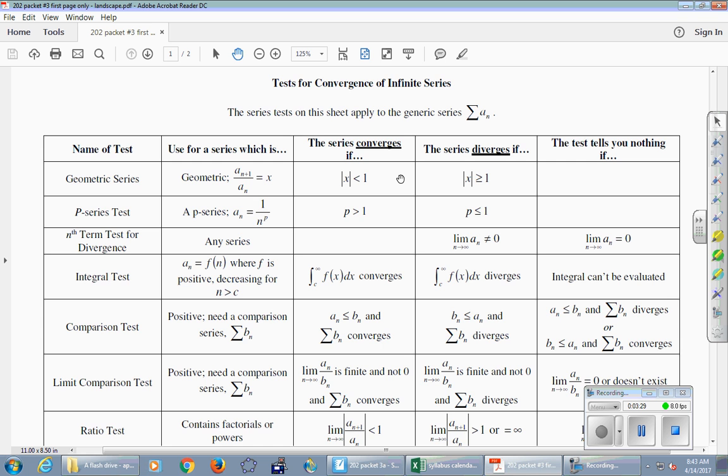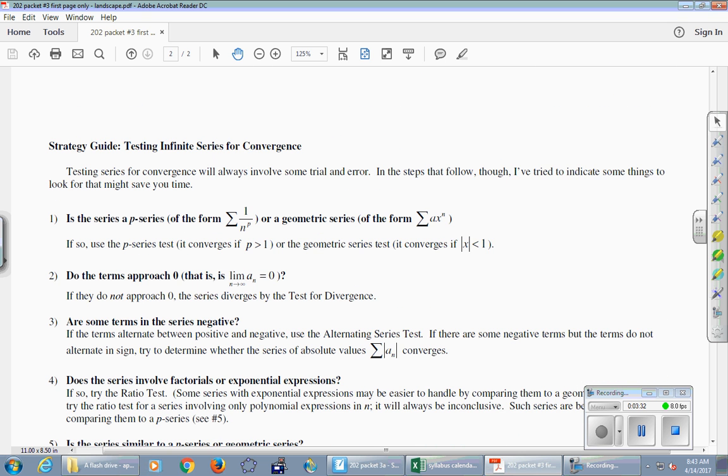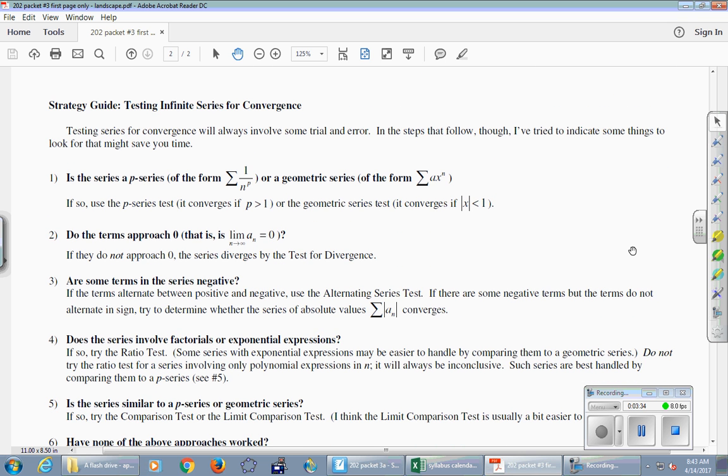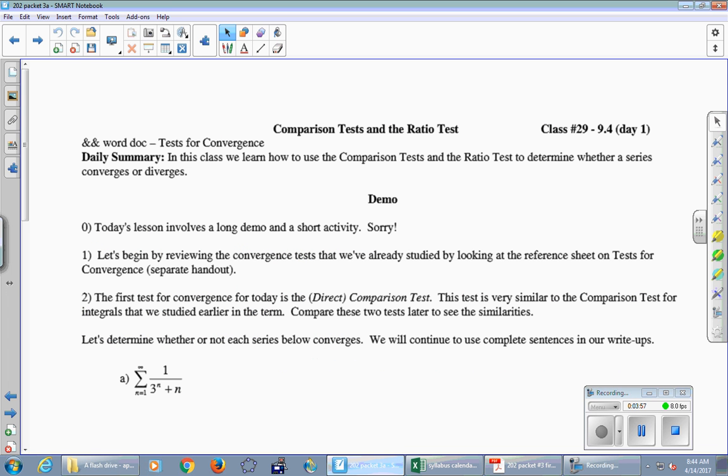We are going to spend some time, not today, talking about the next page, which says testing series for convergence will always involve some trial and error. I've tried to indicate some things to look for that might save you time, and this is the order in which I run through the various tests. We'll talk about that order in a coming class, when we've got more of these tests under our belt. Okay, so let's come back to, I think it was 28.